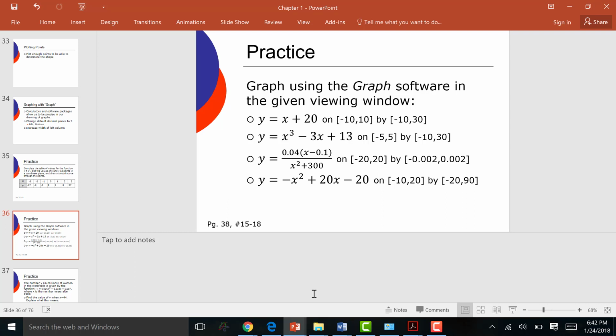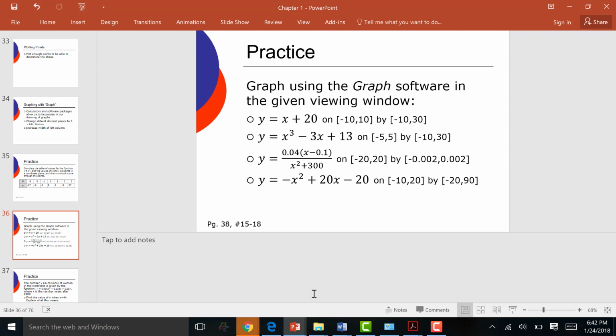So I'm going to write up here what your graph should look like, and then you can tell me if you got the right one. Once you're done, go to the next bullet and type the next equation in and set the X and Y axis to what they said here. So here's what number 1 should look like.